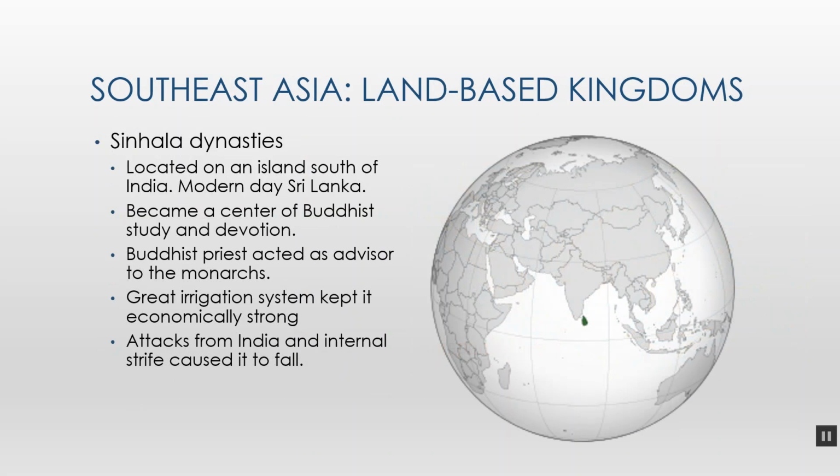And then we're talking about two land-based kingdoms. So the Sinhala dynasties, in modern-day Sri Lanka, which is the island south of India today. It was located on that island and became a center of Buddhist study and devotion. So Buddhism is going to spread really big also in modern-day Sri Lanka or Ceylon. Buddhist priests acted as advisors to the monarchs. So we even have Buddhist ideas influencing government policy. Great irrigation systems kept it economically strong. However, attacks from India from the north and internal strife caused it to fall.